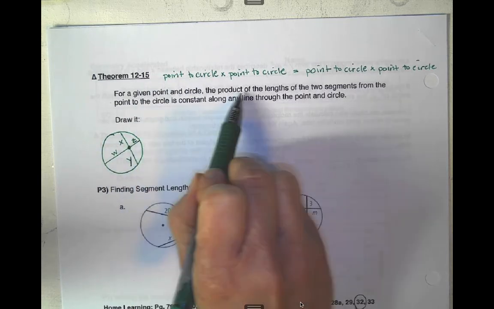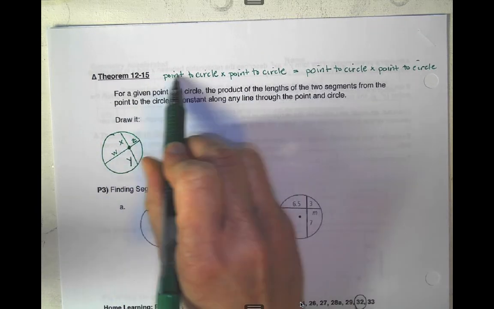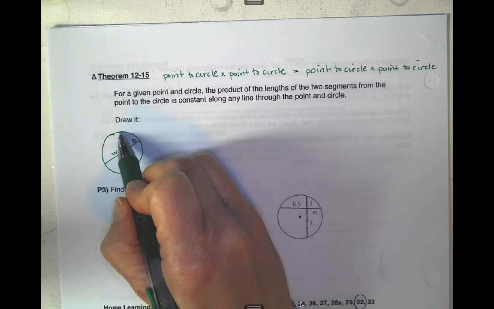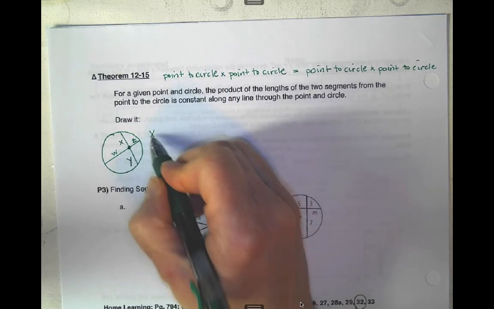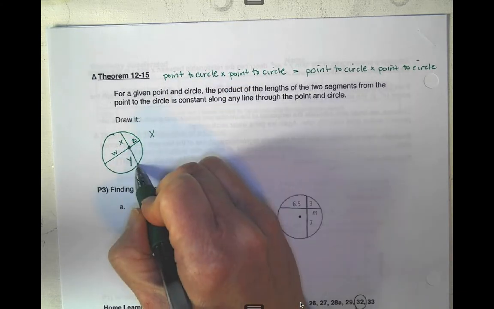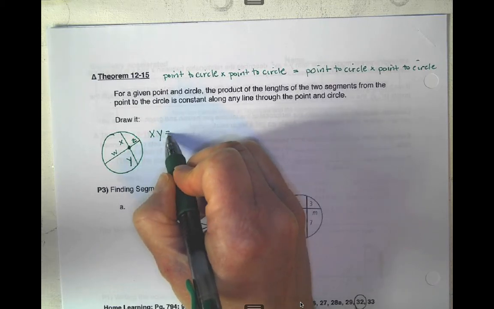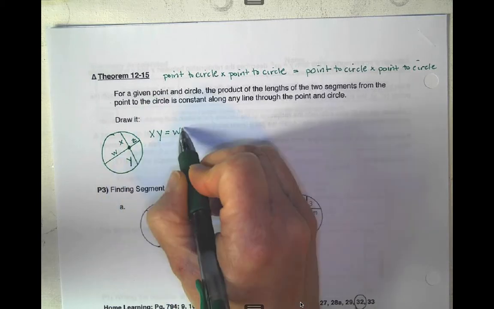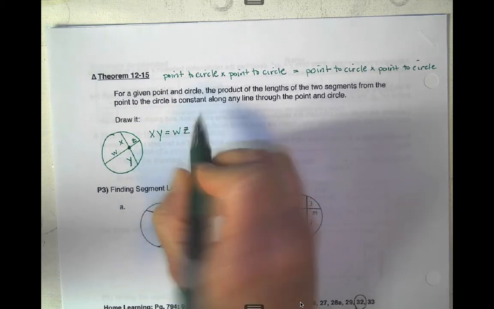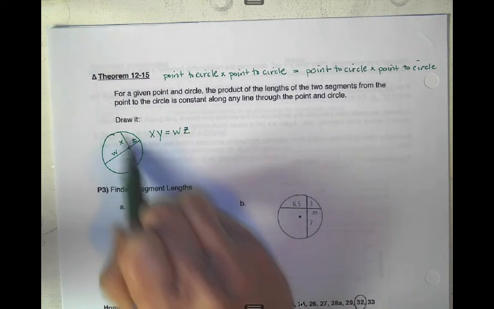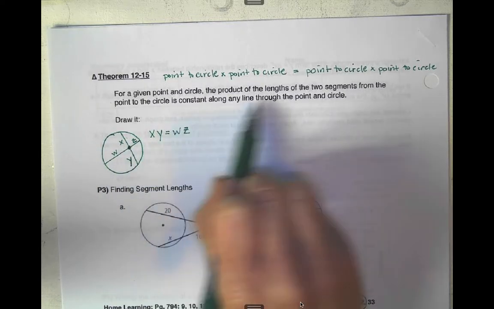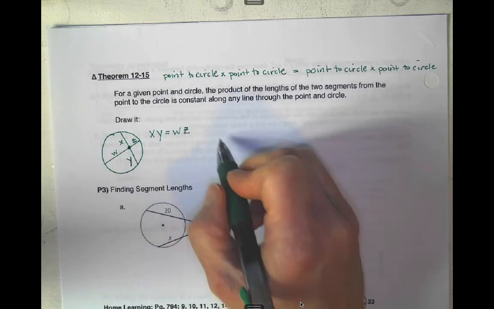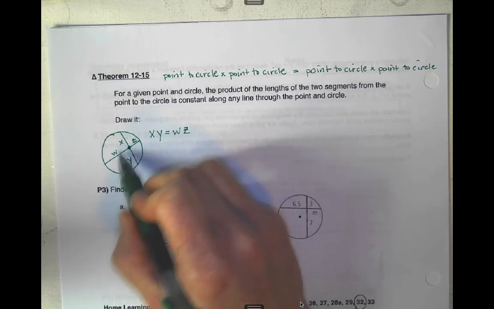So the product of the lengths of the two segments. Again, I wrote point to circle. So if I go point to circle times point to circle is equal to point to circle times point to circle. All right, so that's what that theorem is trying to say, that those products are constant along any line through the point and the circle. So this is one way in which the point is inside.